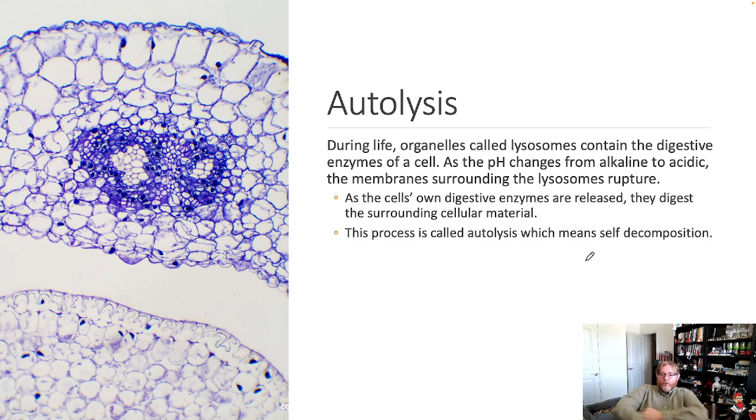During life, organelles called lysosomes contain the digestive enzymes of a cell. As the pH changes from alkaline to acidic, the membranes surrounding the lysosomes rupture. As the cell's own digestive enzymes are released, they digest the surrounding cellular materials. This process is called autolysis, which means self-decomposition. All of these enzymes are stored in a container. When the container ruptures, because your body's producing acid at an astronomical rate, these enzymes are then released and they start wreaking havoc on everything.